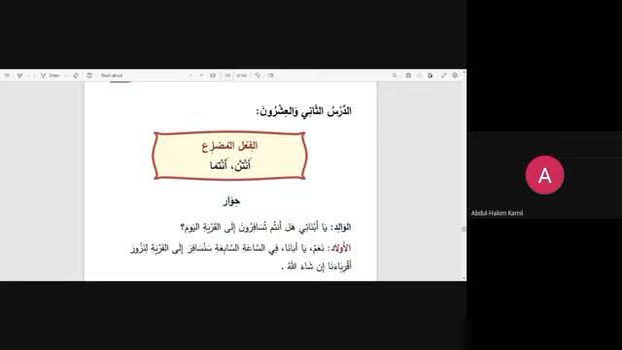Now we have taken all of fi'l madi. Now we're about to finish fi'l mudari. What is this book about? This book is about the conjugation of fi'l madi, the past tense verb, fi'l mudari, the future tense verb, and the command verb from siga fa'ala. That's what book 1 is about.